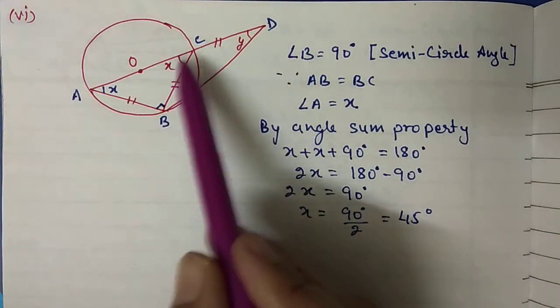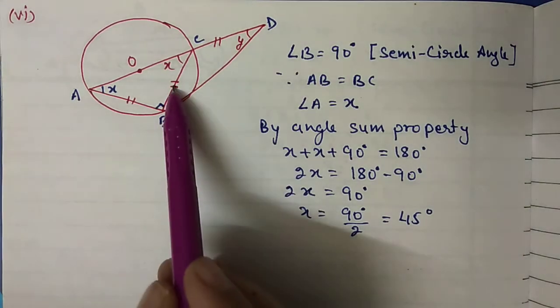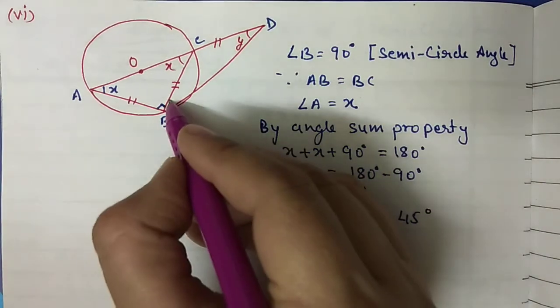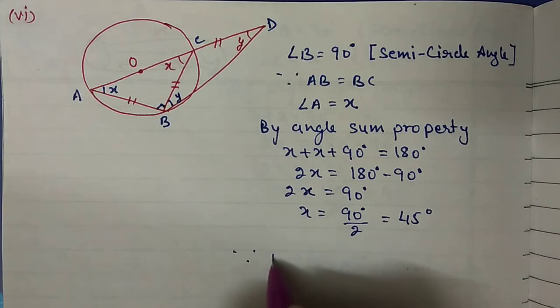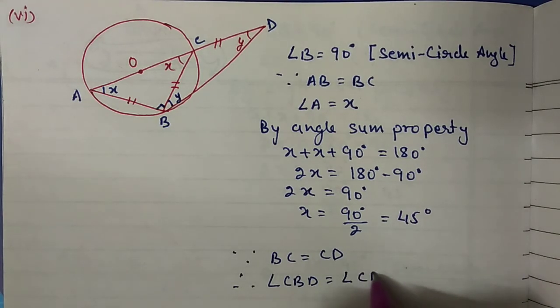Now in this triangle we have to find the value of y. In this triangle also this side and this side will be equal, so their corresponding angles will be equal. This angle will be y. Because BC is equal to CD, therefore this angle CBD will be equal to angle CDB.